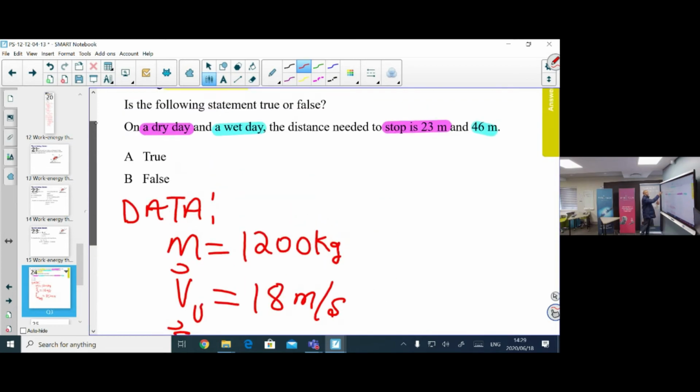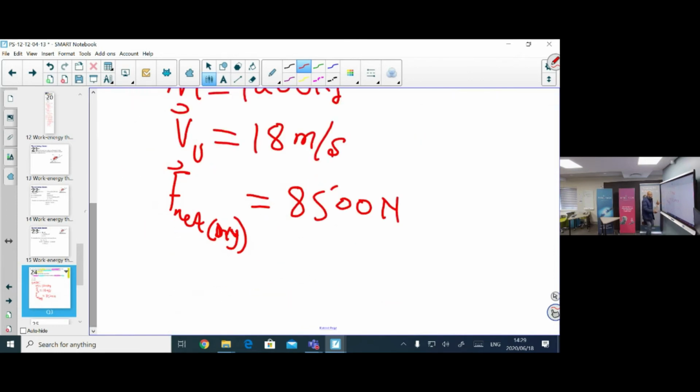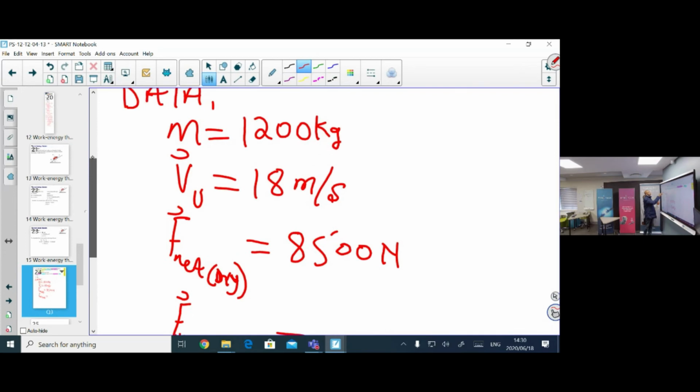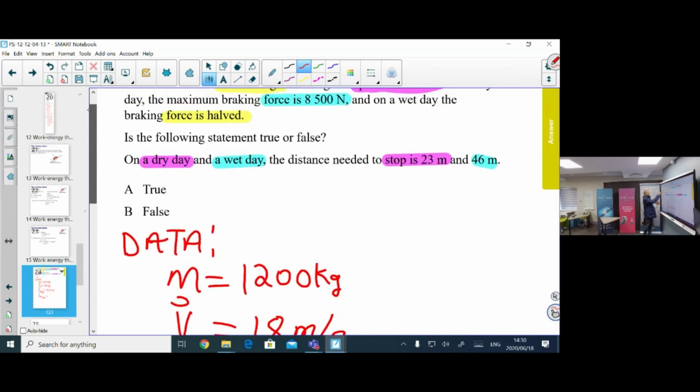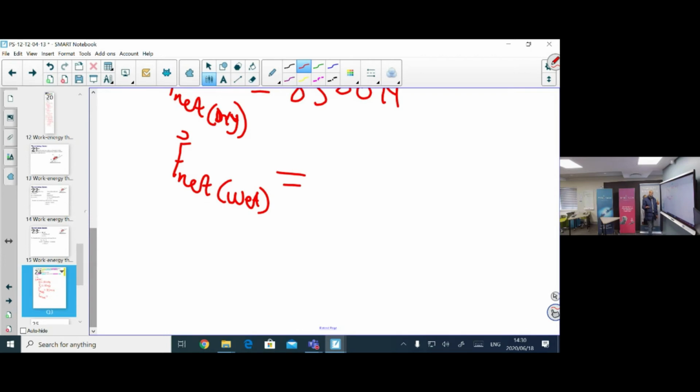And what else? On a wet day, the braking force is halved. Let me extend the page and write down the given information again. F net during the wet day, let me write it like this: F net wet and F net dry. Here we have been told that this is half of the F net of the dry day, so you have to divide the F net of the dry day to get the F net of wet.